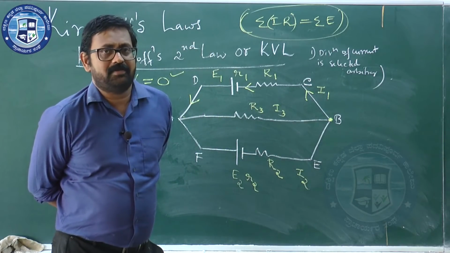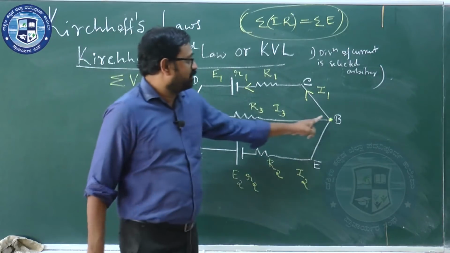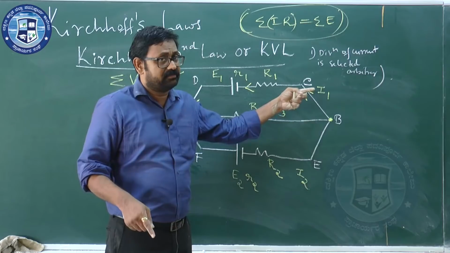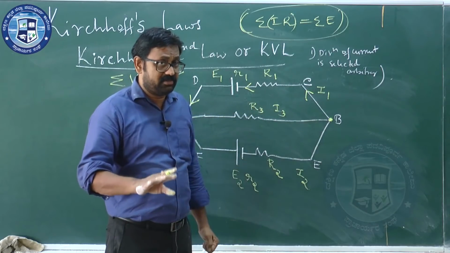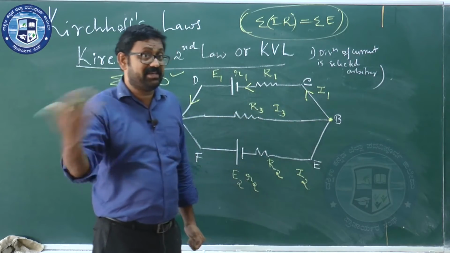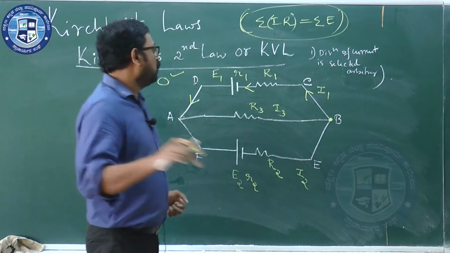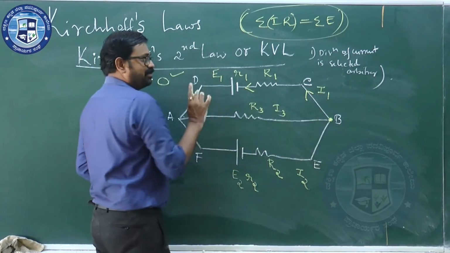Means the direction of a current can be selected arbitrarily. But once you select the direction of a current from B to C, you don't reverse the direction of the current. It can't be from D to C. It should be in one direction. Here we are talking about DC. Even if it is AC also, at a time the current cannot be in both directions. So here the current I1 is selected in one direction.